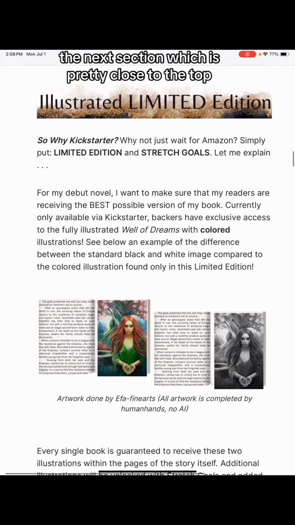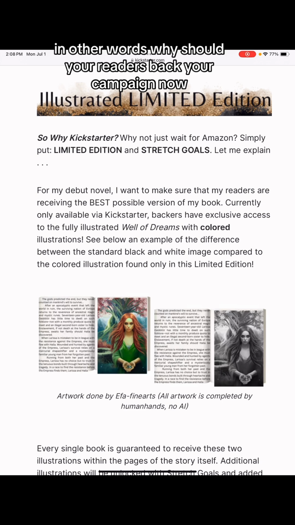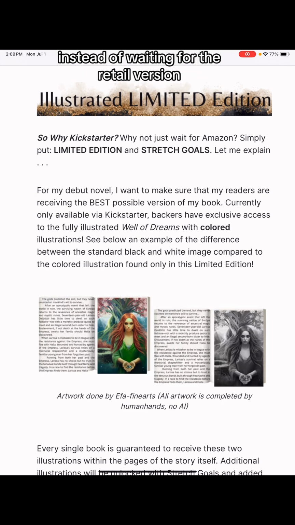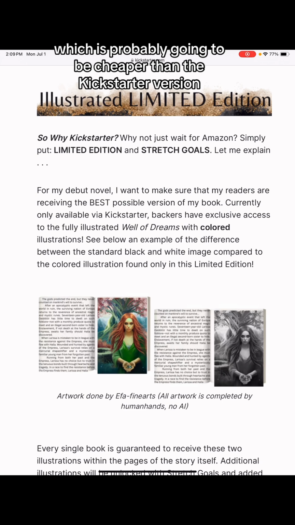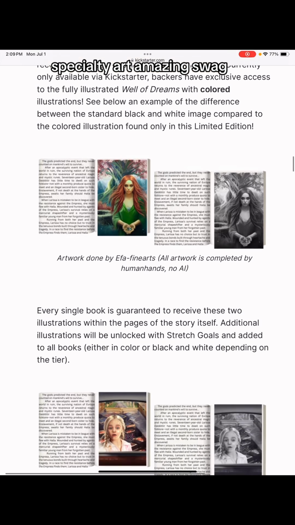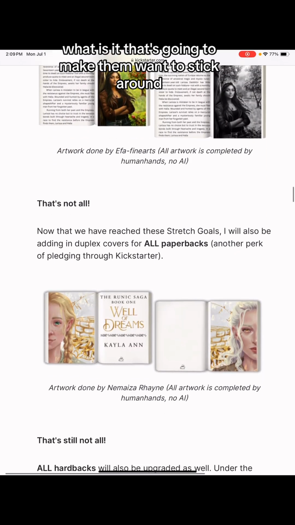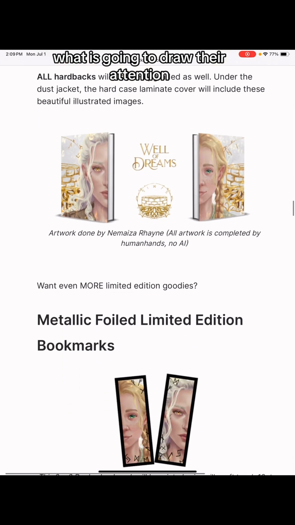The next section, which is pretty close to the top still, should be what is that unique element or the why Kickstarter section. In other words, why should your readers back your campaign now instead of waiting for the retail version, which is probably going to be cheaper than the Kickstarter version? Do you have colored illustrations, specialty art, amazing swag? What is it that's going to make them want to stick around? What is going to draw their attention?